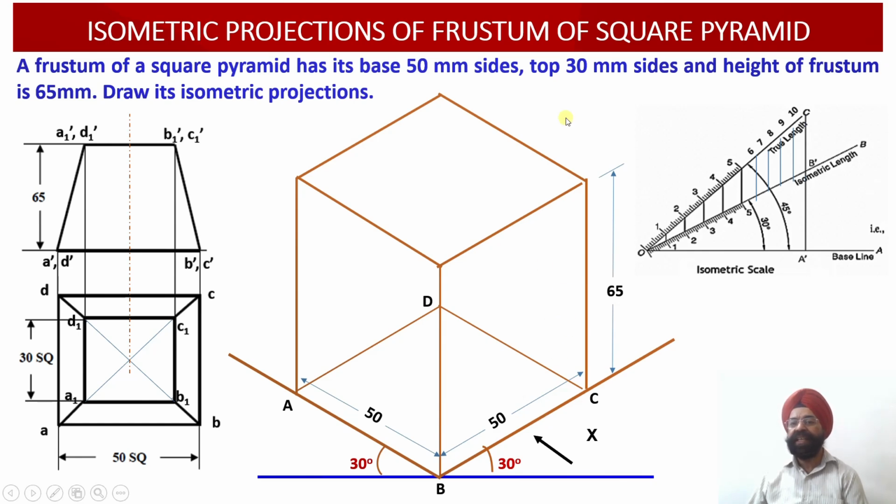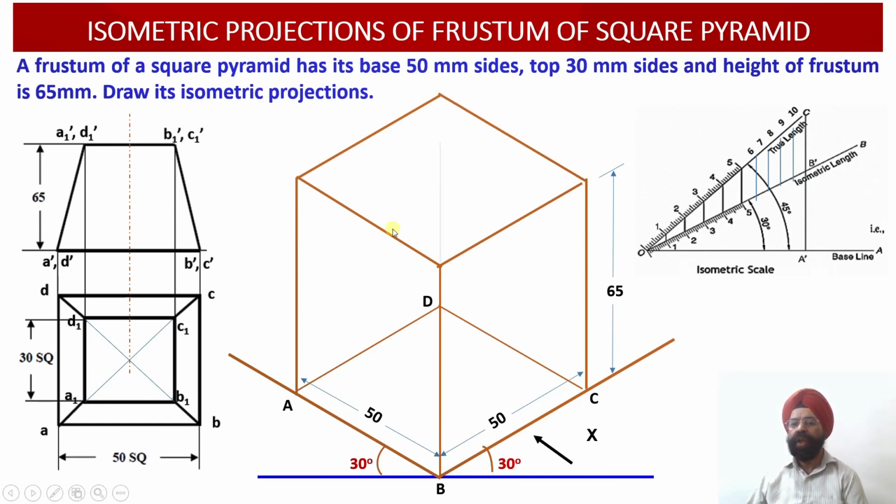And in this case, since we have drawn a square prism, the edge length of the top face of this particular square prism happens to be 50 millimeter. Does it conform to the top face of the frustum? Please check. The top face of the frustum is measuring how much? It is measuring 30 millimeter. Whereas by virtue of drawing this square prism, the top face edge width is equal to 50 millimeter.